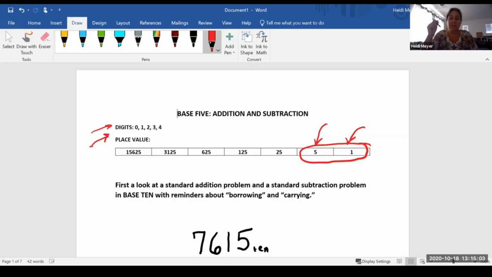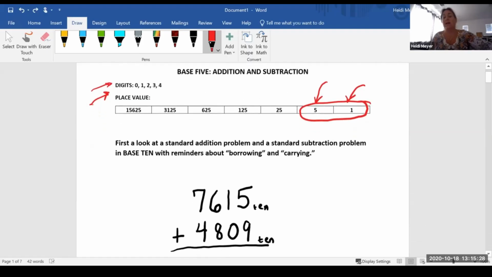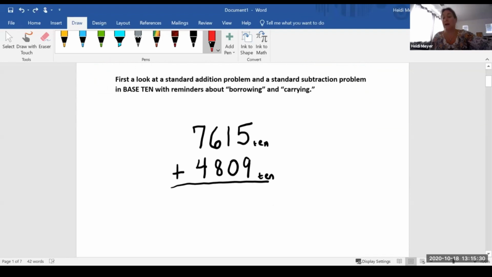So you might be a little surprised by what I have at the bottom of the page here, because you see this symbol, and this symbol, none of which exist in base 5. And that is because before we start adding and subtracting in base 5, we're going to take a look at standard addition and subtraction in base 10, the base we're familiar with, and we're going to talk about it a little bit to clarify some of our ideas or just remind ourselves of some of our ideas.